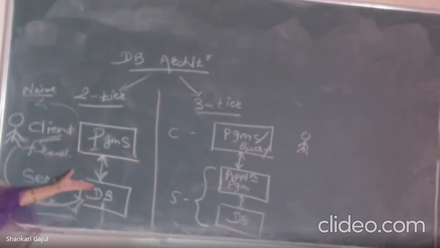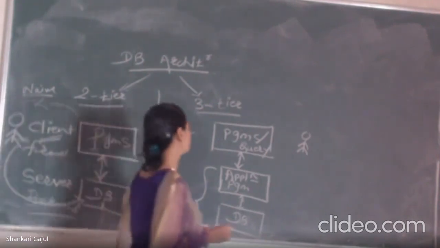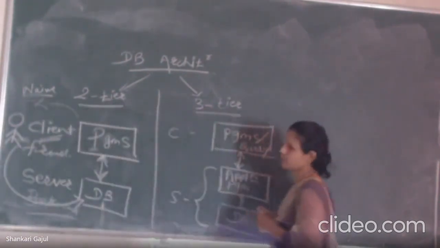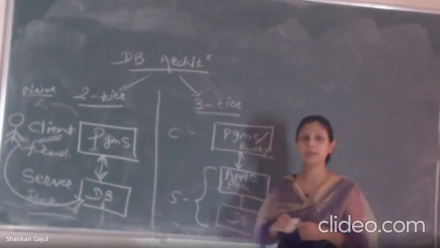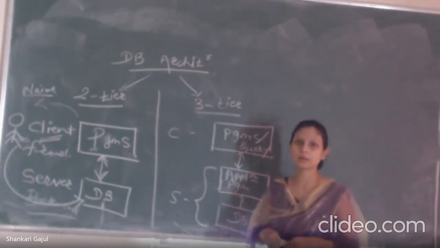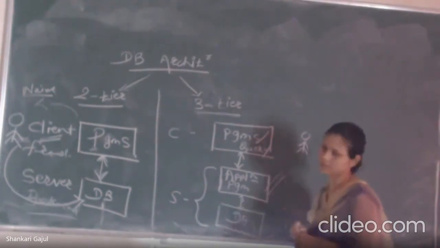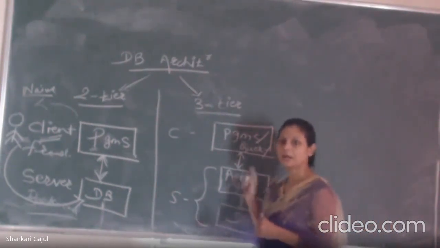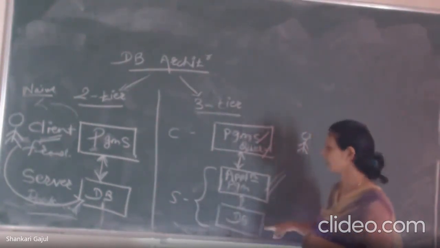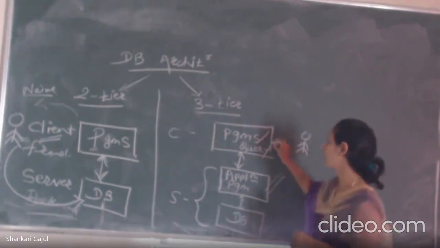So this is the program and the data. This is the two-tier architecture. So what about the three-tier architecture? In three-tier architecture, we require one kind of intermediator. What is that intermediator? By using the application programs, they interact with the database system.